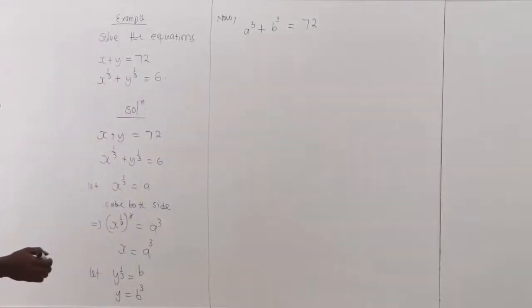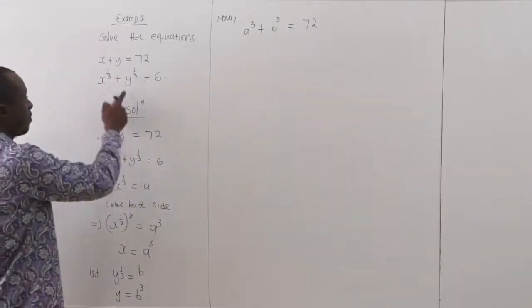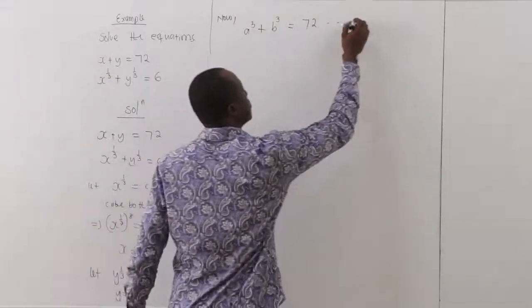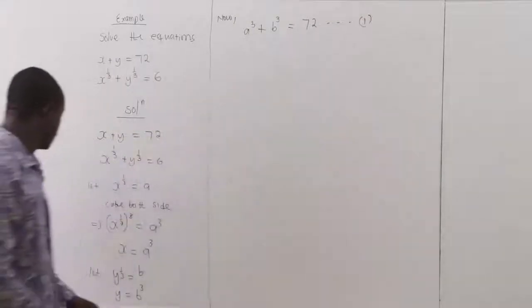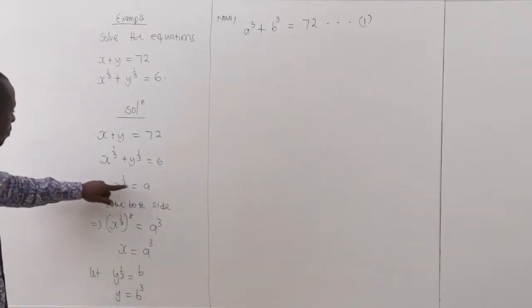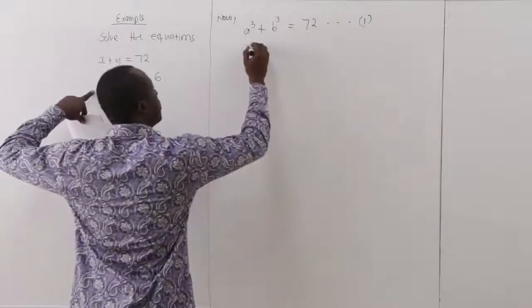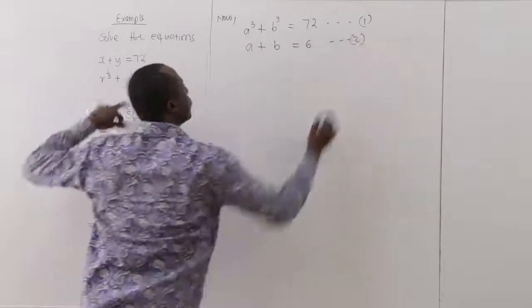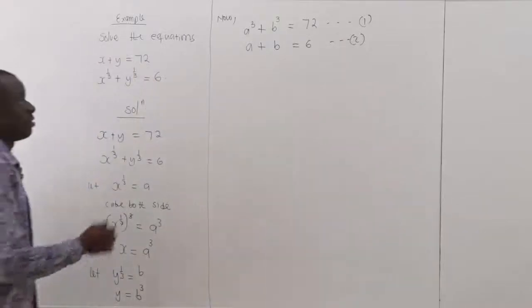And this is equal to 72. And then we have x to the power 1 over 3 plus y to the power 1 over 3 equal to 6. So let's say this is equation 1. Now let's see the other one. X to the power 1 over 3 is a, so a plus b equal to 6. Equation 2. Now what do you do from 2?